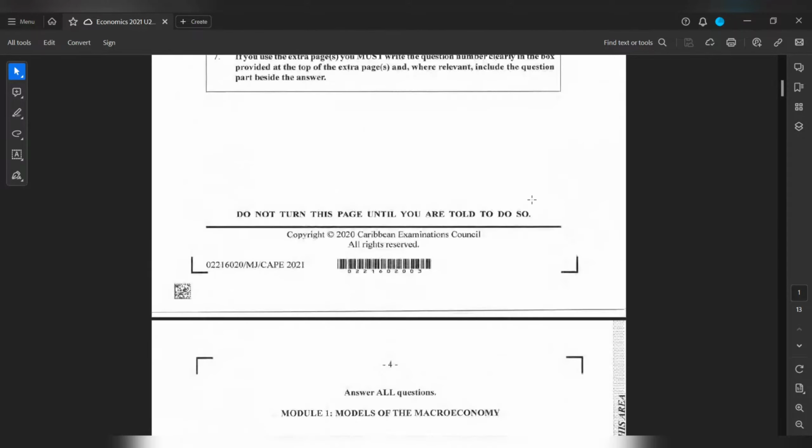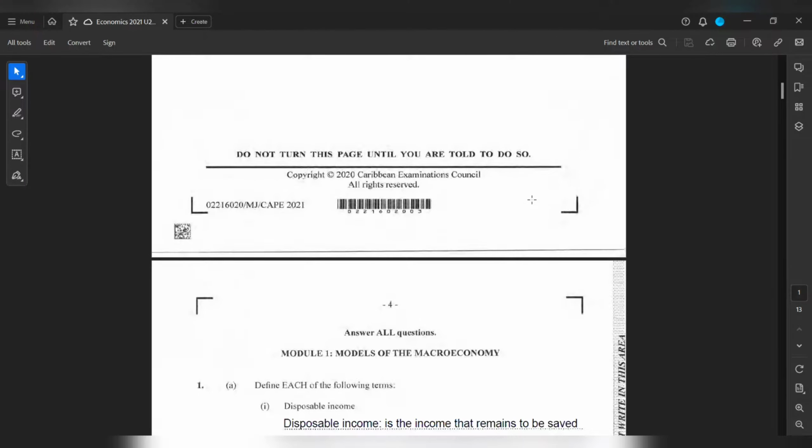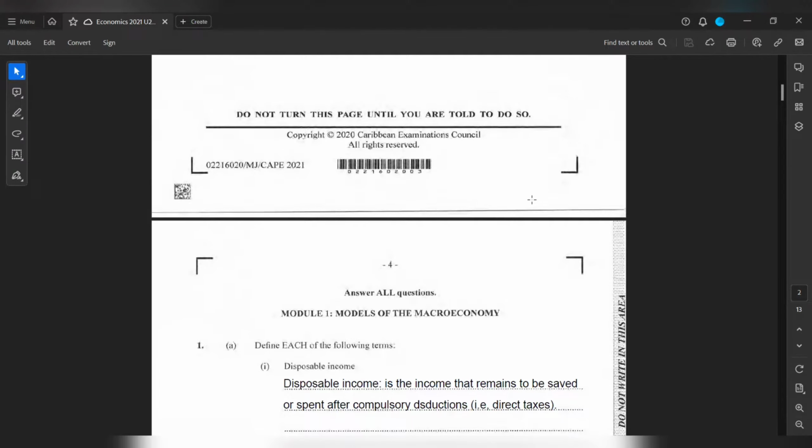Let's get into it. Module 1, Models of the Macroeconomy. 1A, define the following terms. Disposable income. Disposable income is the income that remains to be saved or spent after compulsory deductions, for example, direct taxes.